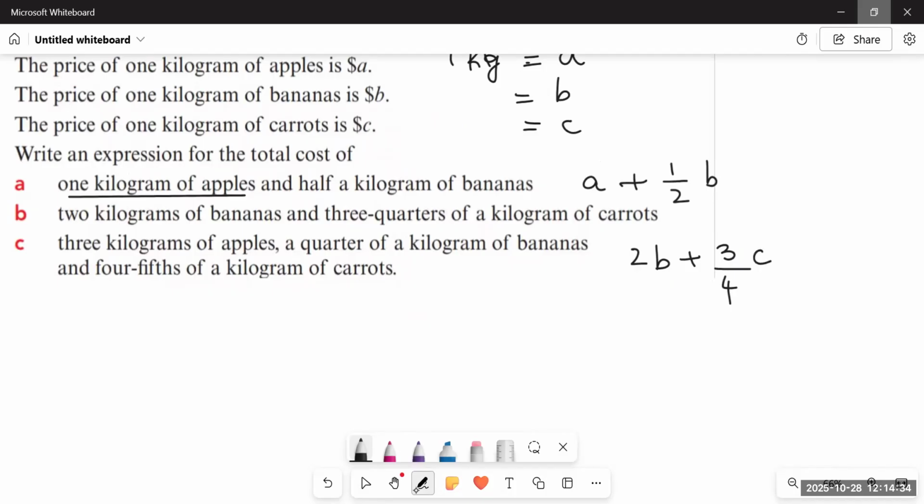And then 3 kilograms of apples. Now we have 3A. A quarter of a kilogram of bananas. A quarter means 1 over 4B, or you can write it as B over 4. 4 over 5 of a kilogram of carrots. So it's 4C over 5 or 4 upon 5C. Both mean the same thing.